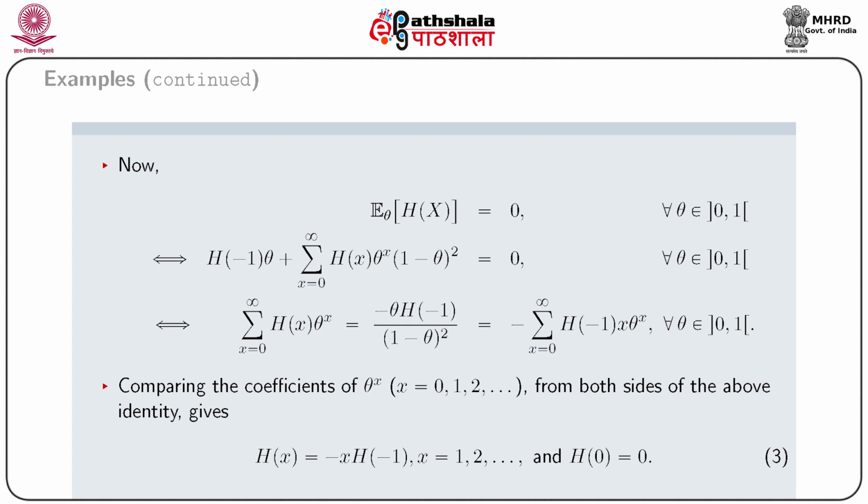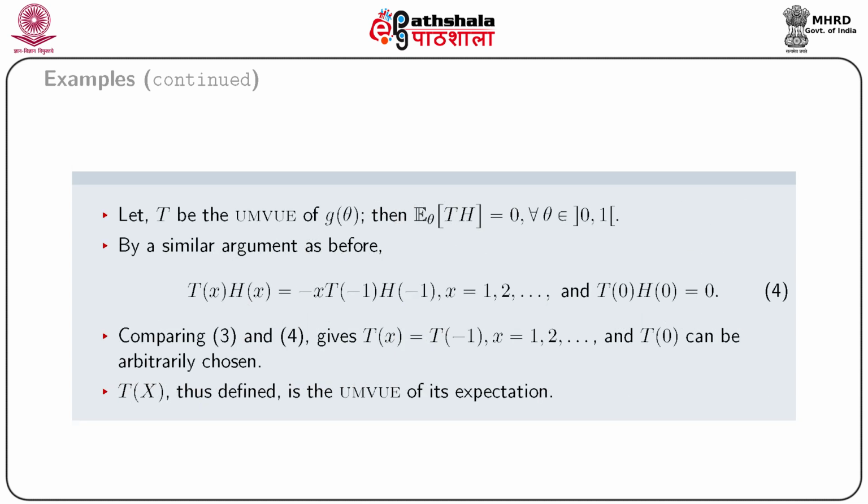Let T be a UMVUE of g theta. Then T is uncorrelated with h. Therefore, expectation of T into h is equal to 0 for all theta.